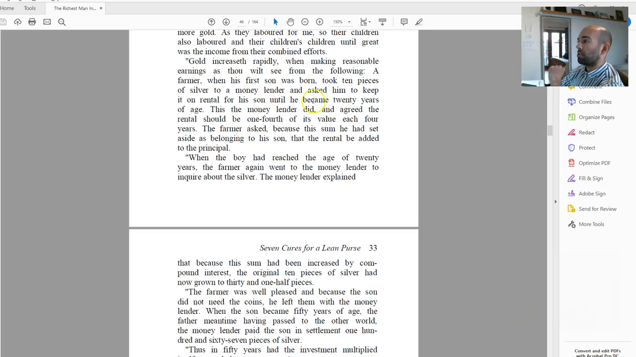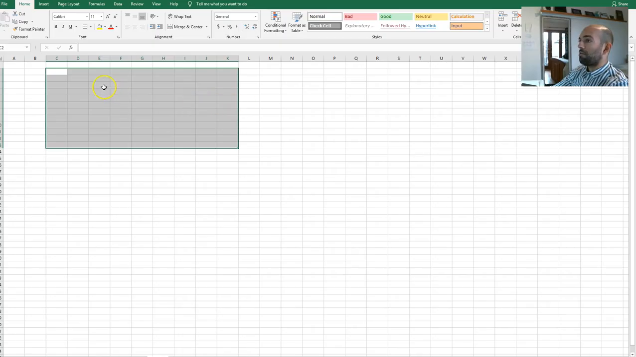We're going over this section right here on page 32, where he's talking about a story of a farmer who, when his first son was born, took 10 pieces of silver to a moneylender and asked him to keep it on rental for his son until he became 20 years of age. So this is some good information right here at the beginning. We know a few facts.